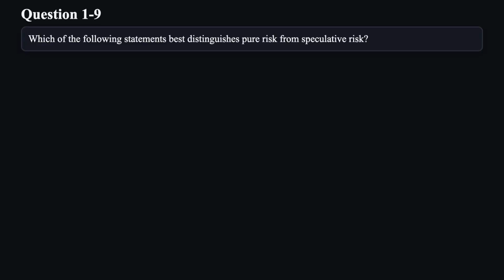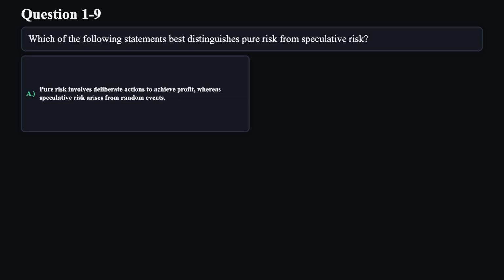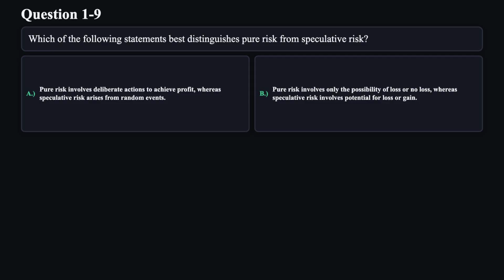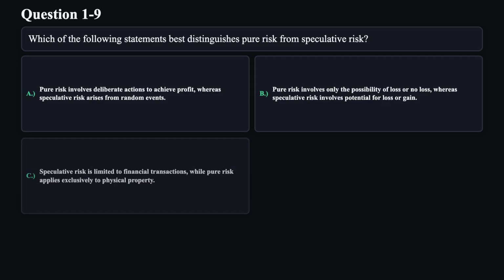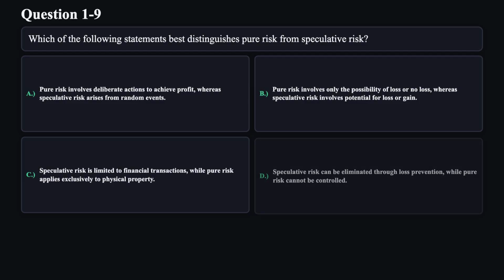Question 9. Which of the following statements best distinguishes pure risk from speculative risk? A. Pure risk involves deliberate actions to achieve profit, whereas speculative risk arises from random events. B. Pure risk involves only the possibility of loss or no loss, whereas speculative risk involves potential for loss or gain. C. Speculative risk is limited to financial transactions, while pure risk applies exclusively to physical property. D. Speculative risk can be eliminated through loss prevention, while pure risk cannot be controlled.